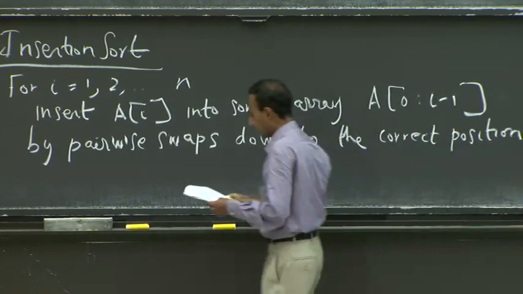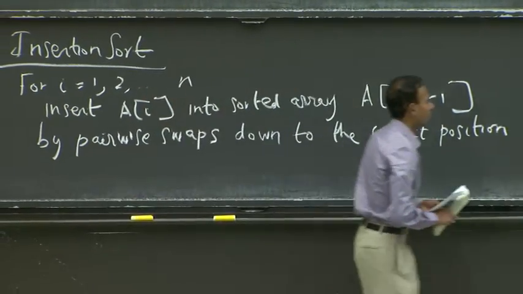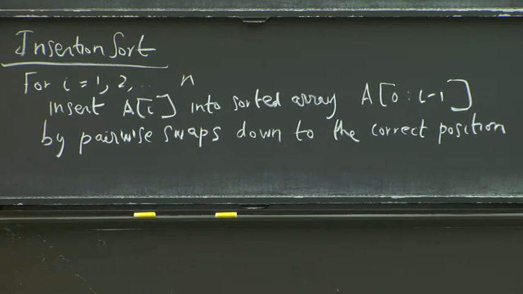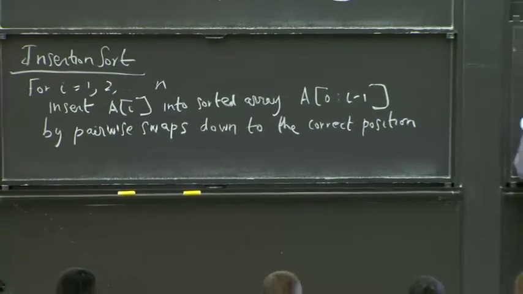All right? So let's go through an example of this. We're going to sort in increasing order. Just have 6 numbers.